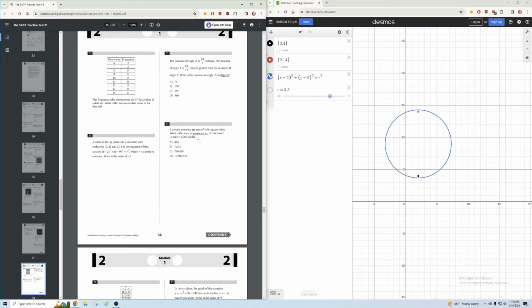Another geometry problem, so no, probably not Desmos on this one. Unit conversion, right? What is the area? No, this is an area. No, not Desmos, a little geometry based.